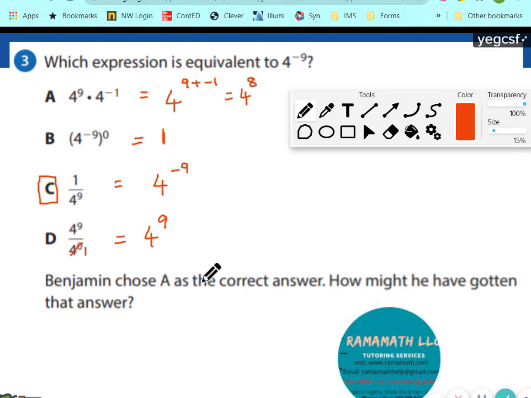Now, Benjamin chose A as the correct answer. How might he have gotten this answer? What do you guys think? Why do you think he got that answer? What mistake did he make? Put it in the chat box.